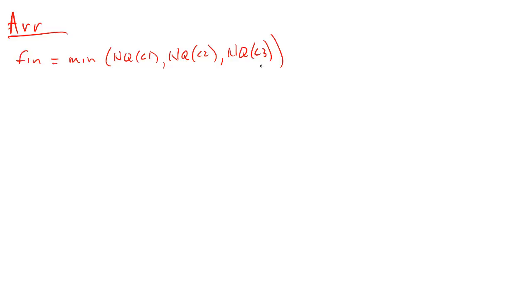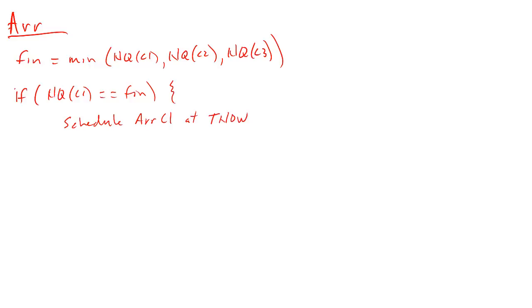If this is 1, 1, 2, then it's going to be 1, and so on. So it's just the minimum value of the queue length. Once we know what fin is, we're going to say if NQC1 equals fin, then we're going to schedule an event arrive at C1. So we're going to schedule ARRC1 at T now. So T now we'll just assume is the current simulation time.